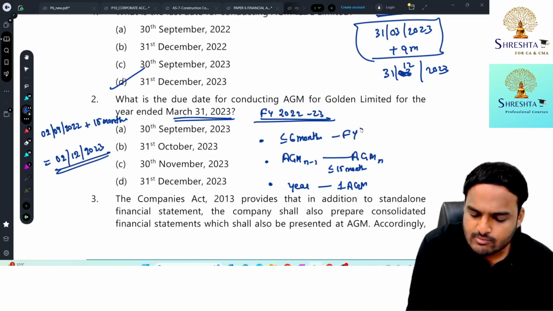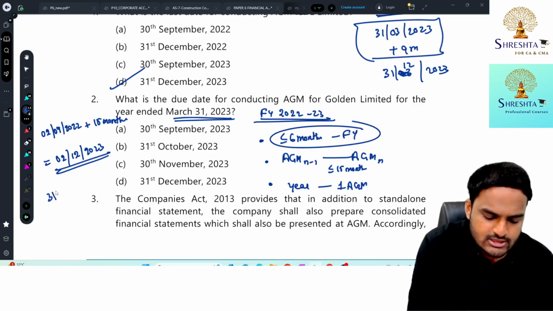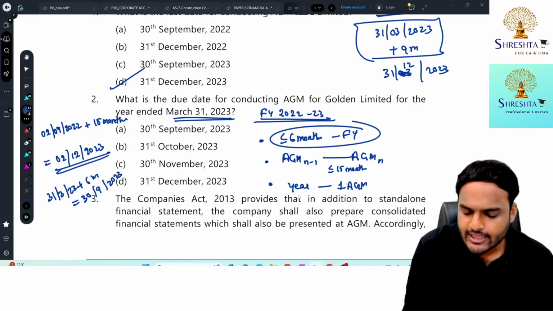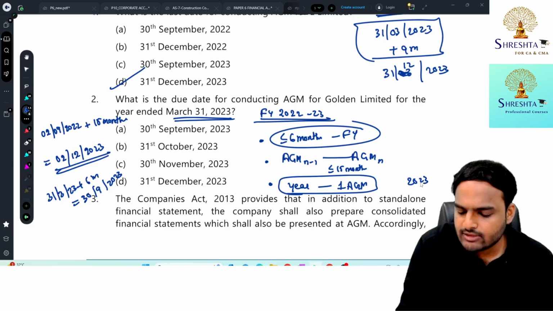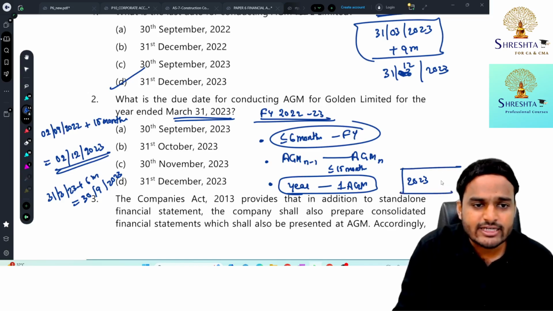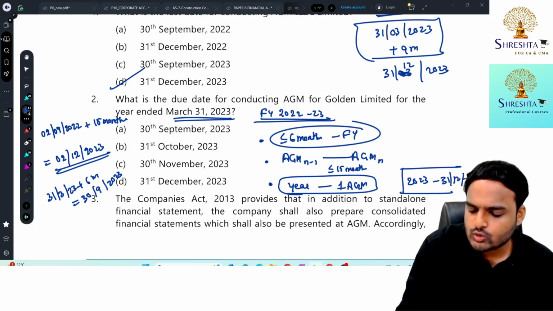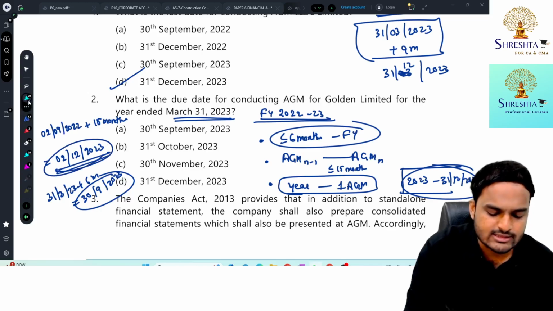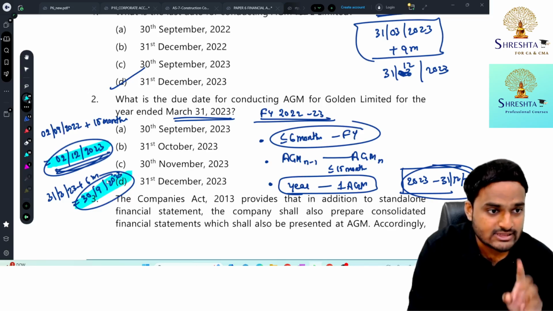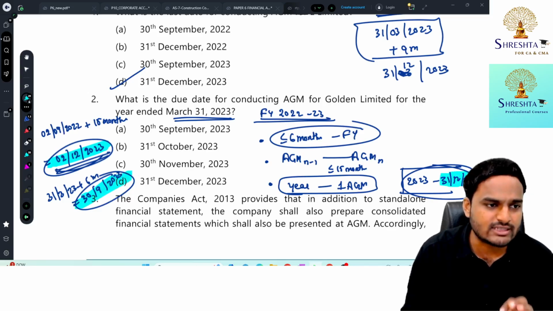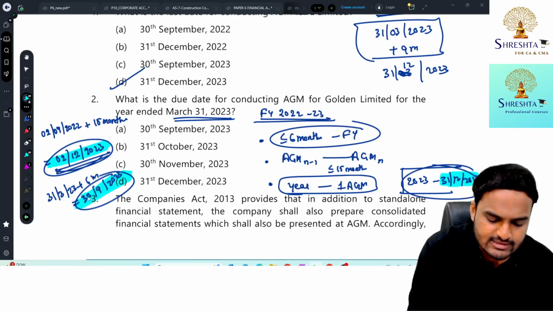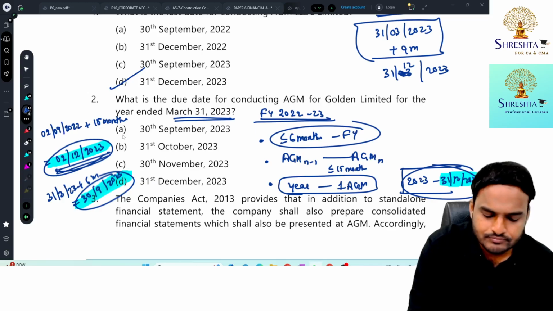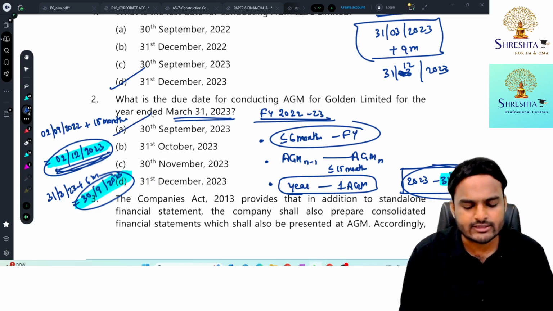Next one, within 6 months from the closure of financial year. Closure date is 31st March 2023. Add 6 months, so 30th September 2023. Every year one AGM. What is the last date for 2023 calendar year? 31st December 2023. Out of these three dates, whichever is earliest, you have to consider. So earliest date is 30th September 2023.